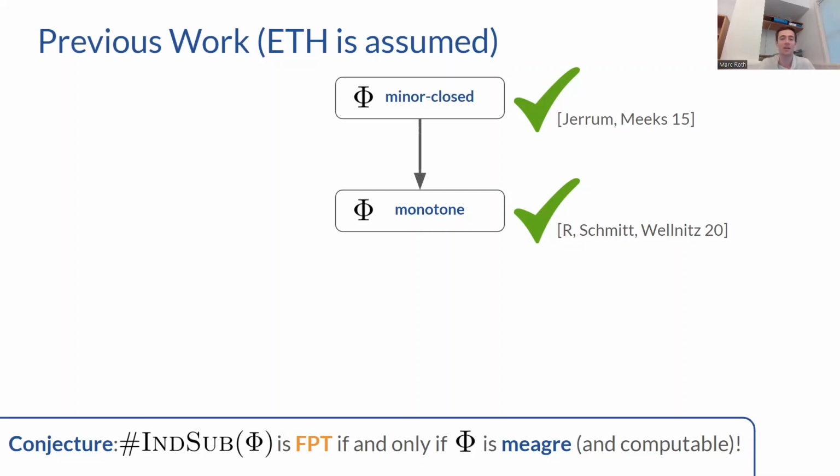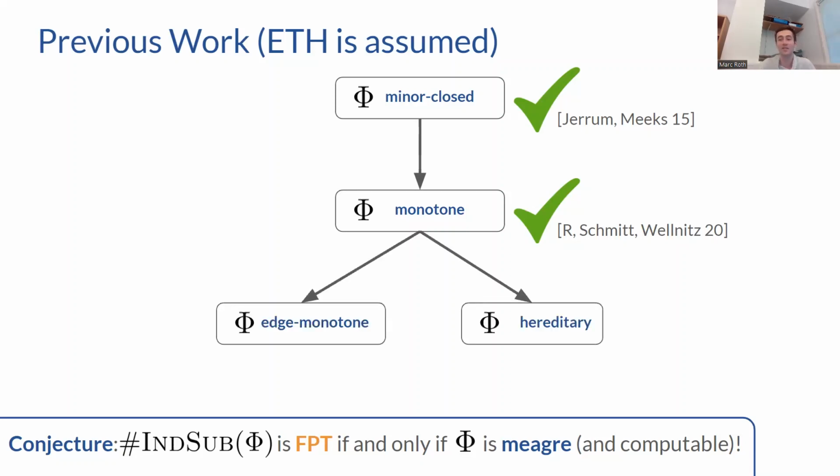Now, continuing like that, you can start investigating edge monotone properties or hereditary properties. Edge monotone properties are the ones that are closed under the removal of edges, but not necessarily under the removal of vertices. For example, the property of being disconnected or the property of having fewer edges than vertices. Both of those are closed under edge removal, but both are not closed under vertex removal. So they are edge monotone, but not monotone.